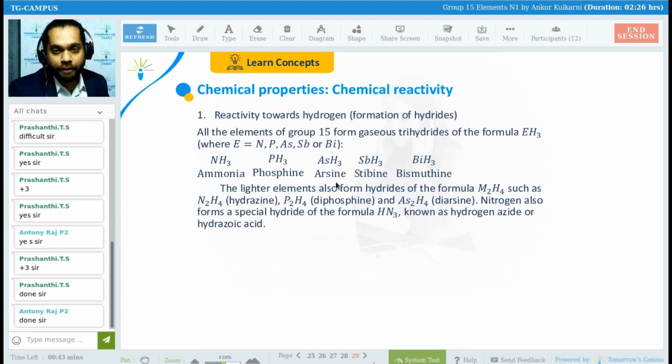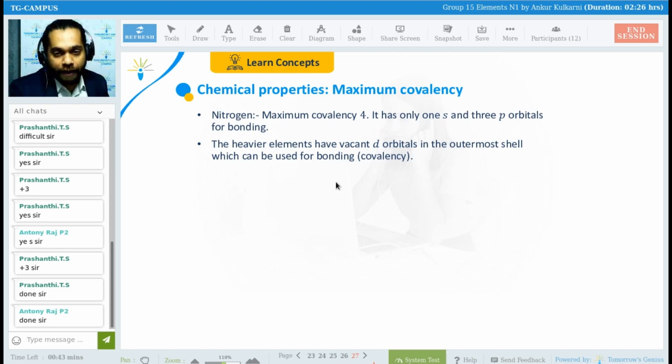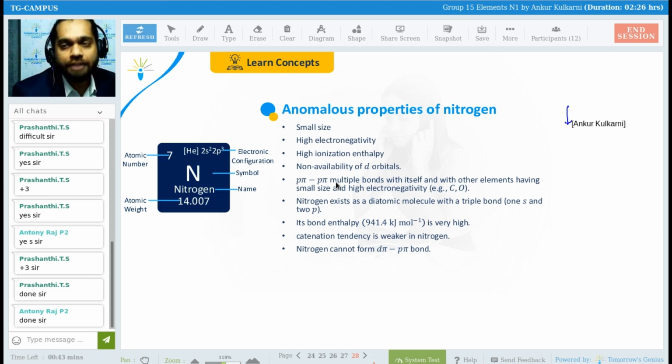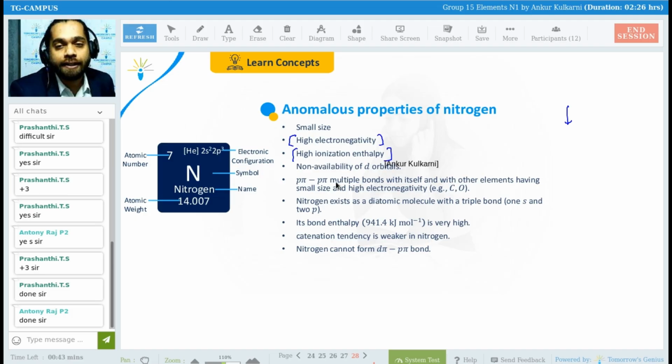Okay. Now look over here. Disproportionation. After that, we have covalency, but first look at the anomalous behavior. Now, anomalous behavior. Okay, we know as we go down the group, the electronegativity decreases, ionization enthalpy decreases. So why are we considering this as anomaly? Why are we considering high electronegativity as anomaly over here?